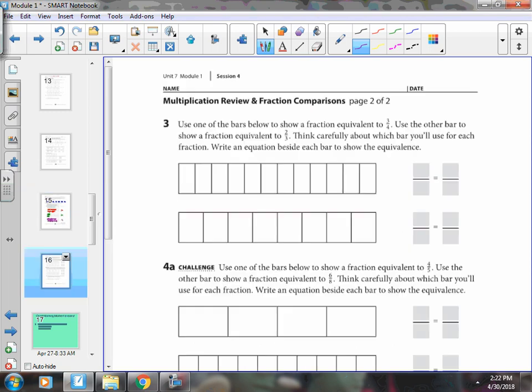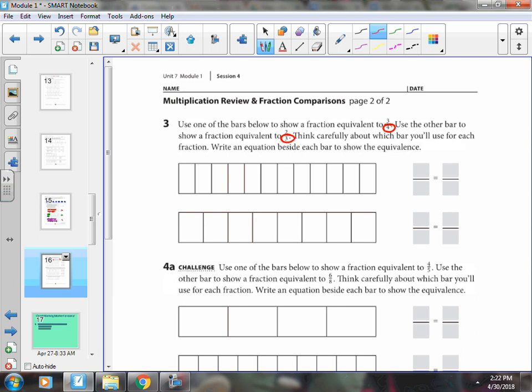Okay, on to page 134. Use one of the bars below to show a fraction equivalent to 3/4. Use the other bar to show a fraction equivalent to 2/3. Think carefully about which bar you'll use for each fraction. Write an equation beside each bar to show the equivalence. Okay, so let me look at the two denominators. I see a 4 and I see a 3.